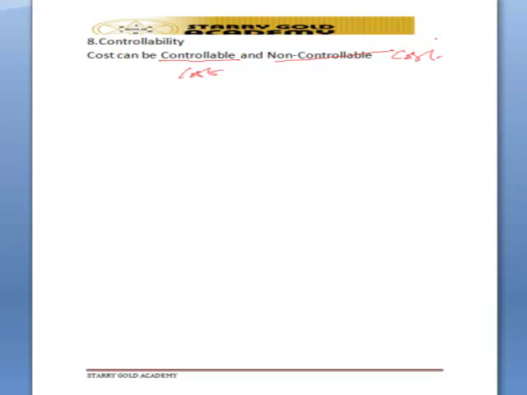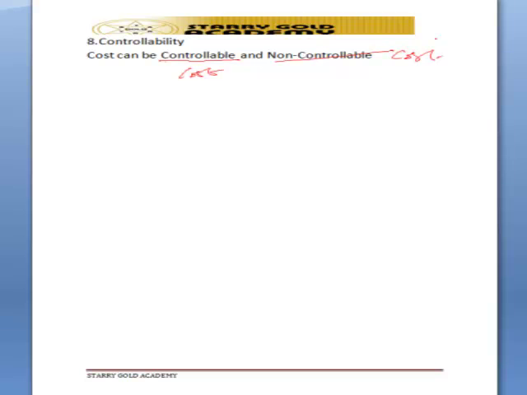Okay, so a controllable cost can be controlled by a person at a given organizational level. So controllable costs are not totally controllable. Must take note of that. Some costs are partly controllable by one person and partly by another person. So maintenance costs can be controlled by both the production department and the maintenance department, that is, the maintenance manager.